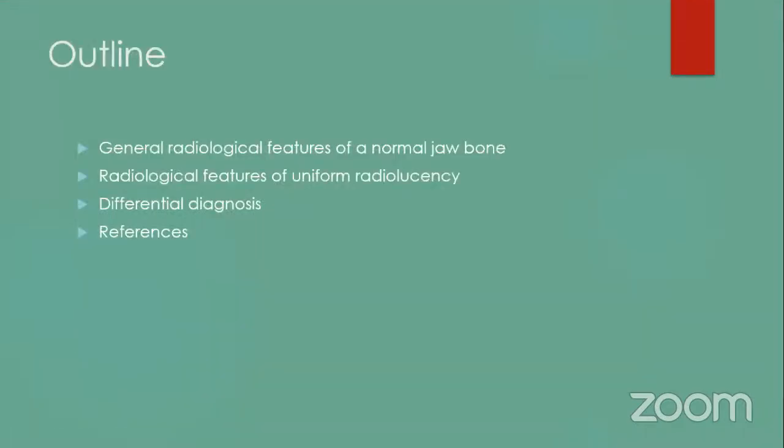So this is the outline of our lecture. We look at the general radiological features of a normal jawbone and radiological features of uniform radiolucency, and then the differential diagnosis and differences.